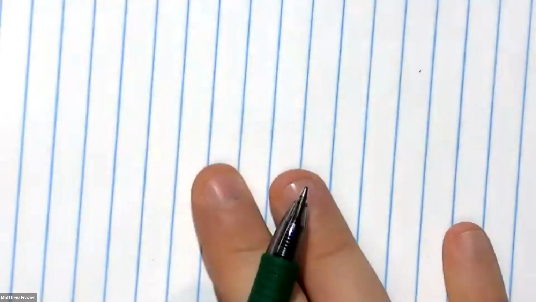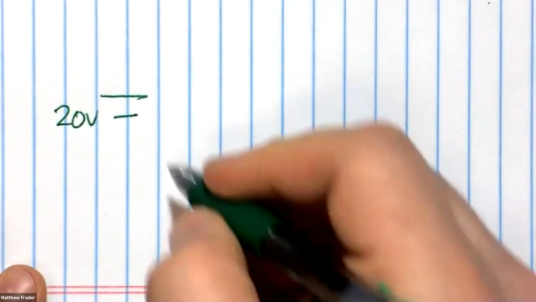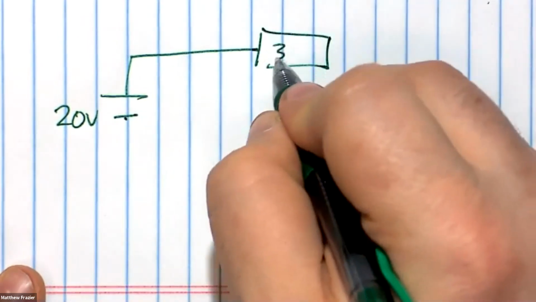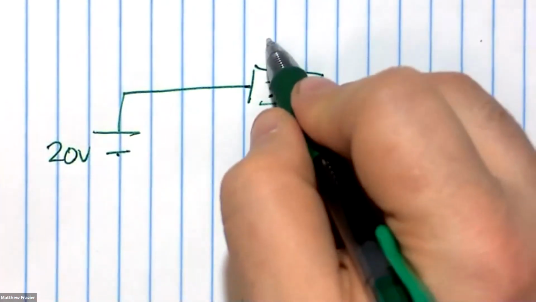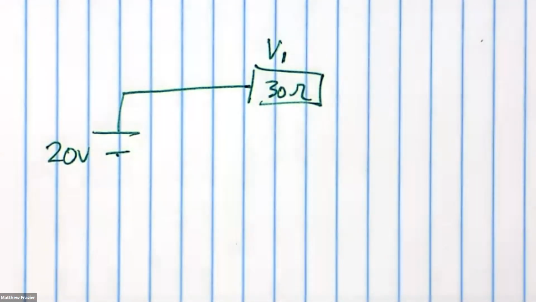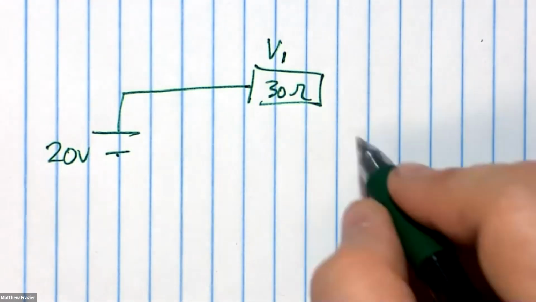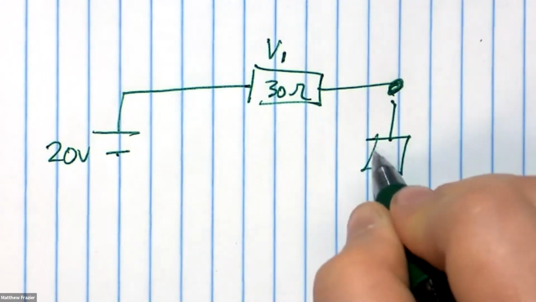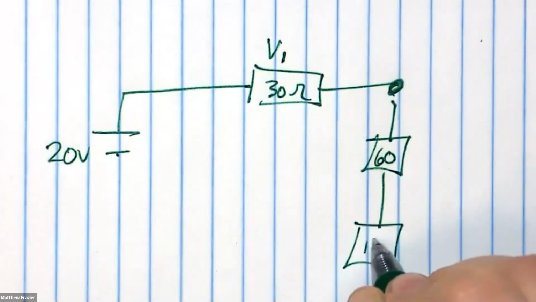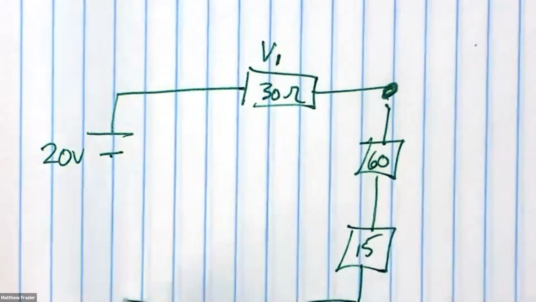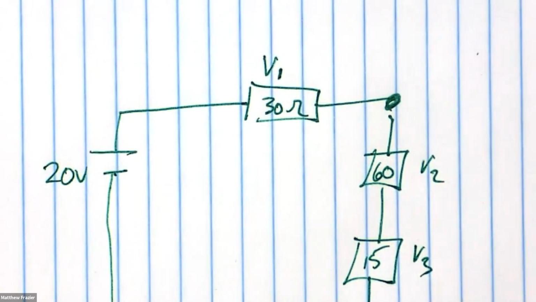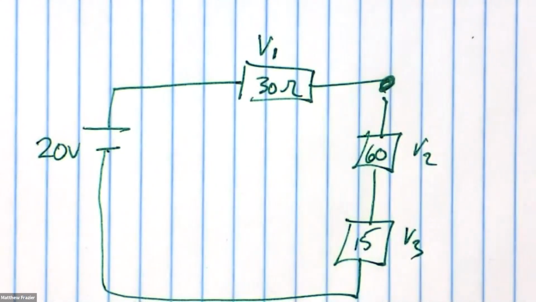Let me get a piece of paper here off to the side. So we have 20 volts as our battery. And then we have something that's 30 ohms. This has some voltage, we'll call it V1. Then there's the rest of the circuit. From this point, there are those two resistors, and it comes back. This would be V2 and V3. And those, V1, V2, and V3, have to add up to 20 volts.